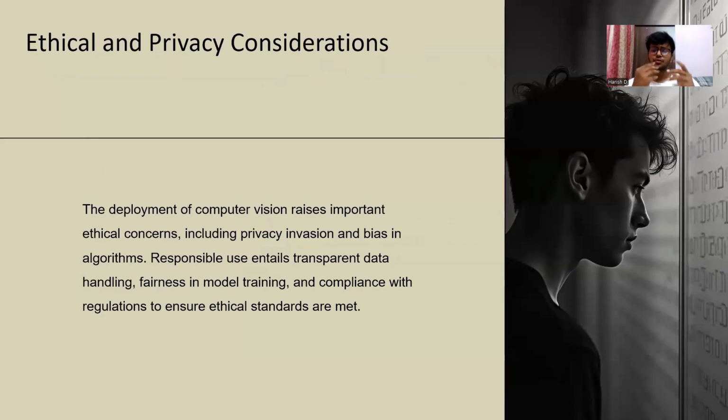So, in terms of challenges, the main challenges faced are ethical and privacy considerations. The deployment of computer vision raises important ethical concerns, including privacy invasion and bias in algorithms. So, responsible use entails transparent data handling, fairness in model training, and compliance with regulations to ensure ethical standards are met.